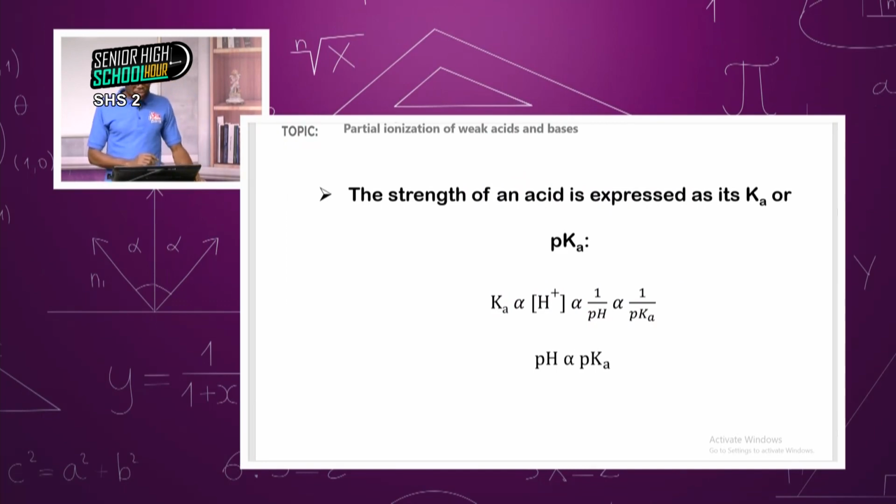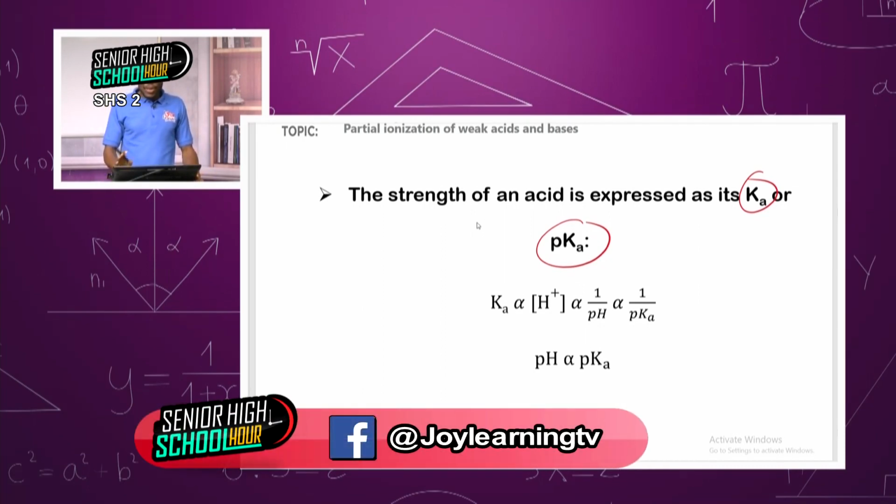Let's make some statements. The strength of an acid is expressed as Ka or pKa. So if you know the values of Ka or pKa, you can determine the strength of an acid. An examination can give you acids with their dissociation constants or pKa, then ask you to arrange them in order of increasing strength of the acid. With the values, you should be able to do that.